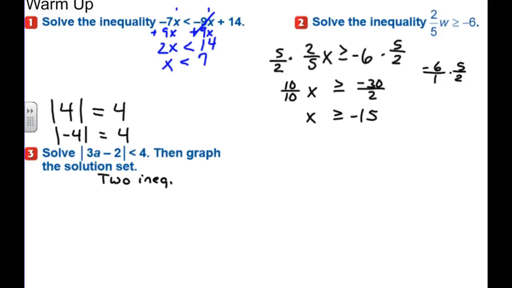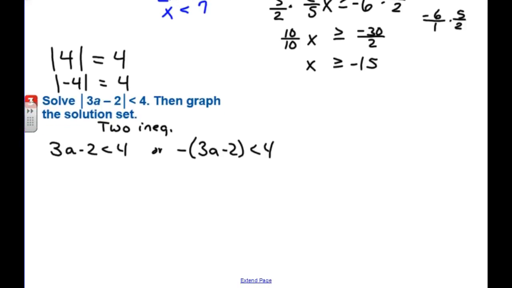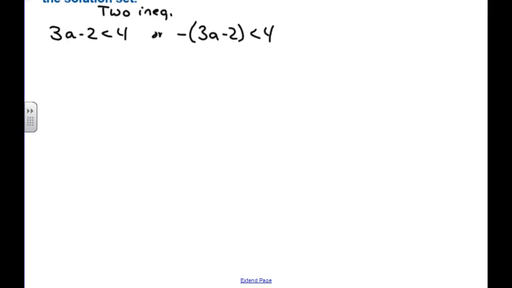We have two inequalities. The first inequality will happen if 3a minus 2 is less than 4. The second inequality will happen if negative 3a minus 2 is less than 4. So we have to solve both. There are two inequalities for us to solve. And then it becomes a two-step process.